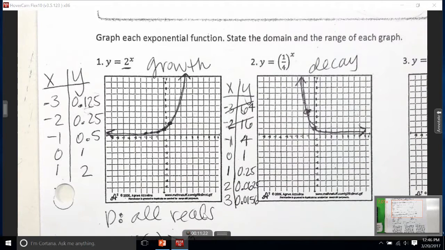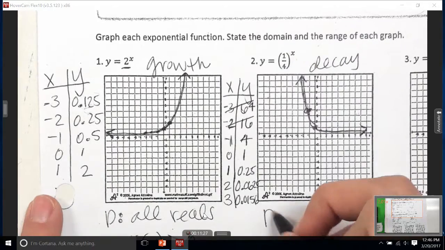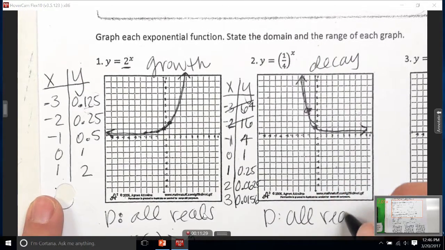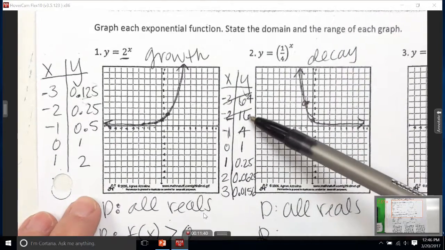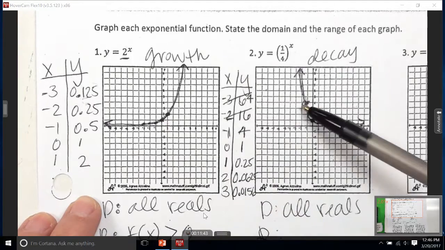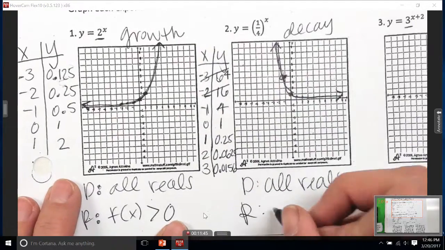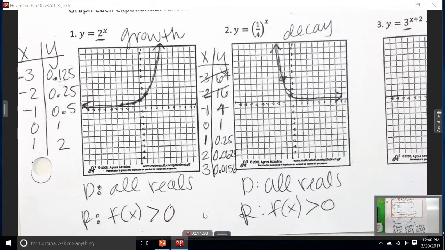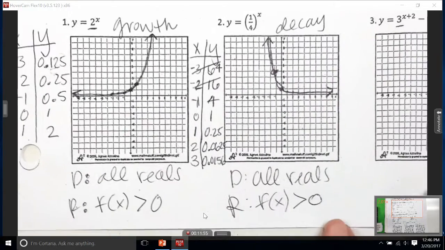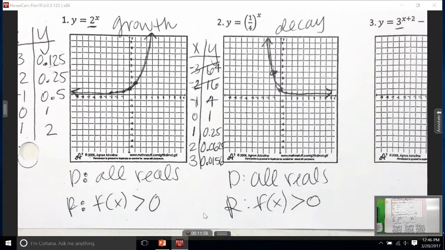Okay, so we can tell this is decay because, again, it's decreasing as the graph goes on. What do you think the domain would be? All real, same thing. All right, for the range, what do you think? Good. Again, there's no values less than 0, and as our x values get bigger, it's approaching 0. So it would be f of x is greater than 0. Do you think it would be like that for all exponential functions? No? Okay. Just saying. Any questions about that one?